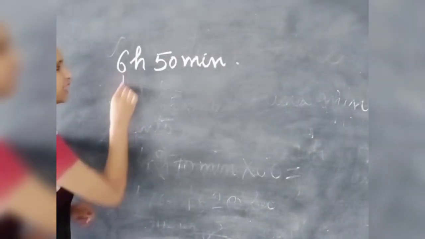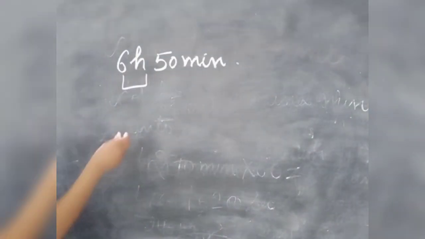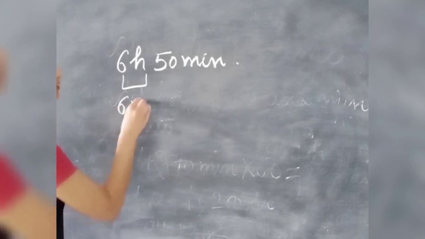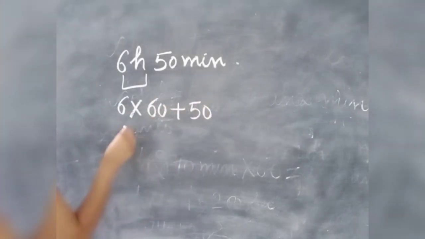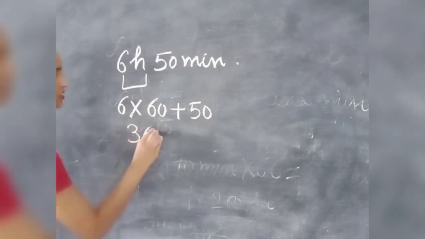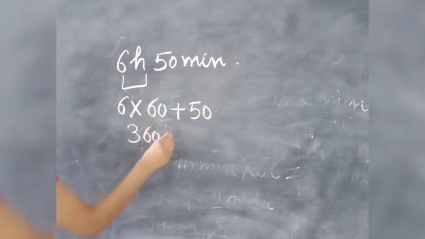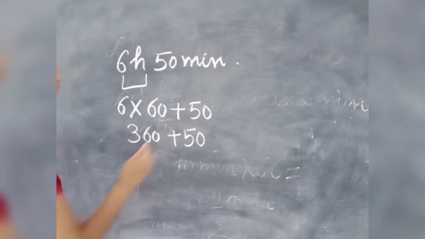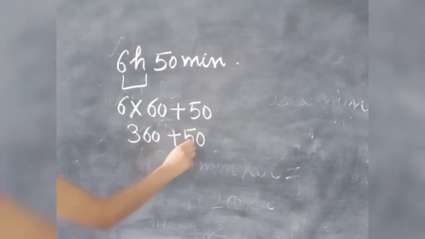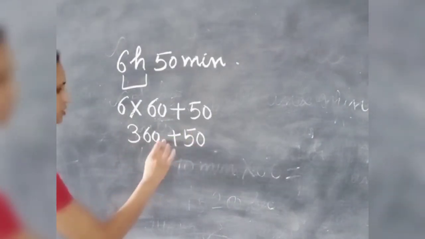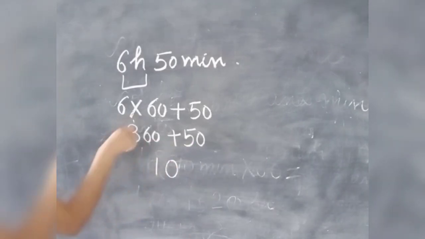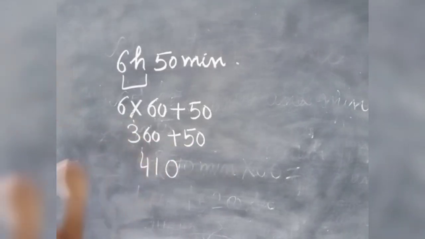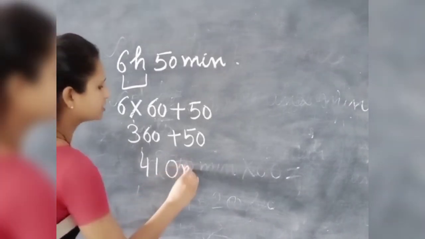Let us take another example, 6 hours 50 minutes. First we have to convert this hour. So multiply 6 with 60 plus 50. 6 6s are 36, so 360 plus 50. Now 360 plus 50: 0 plus 0 is 0, 6 plus 5 is 11, 1 here and 1 as carry, 3 plus 1 is 4, so 410 minutes.